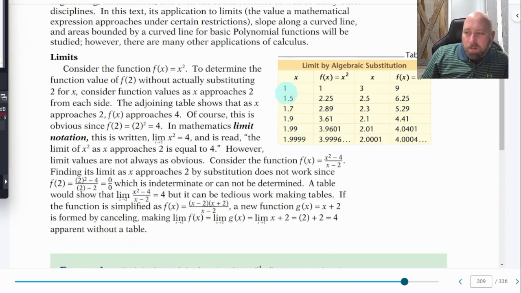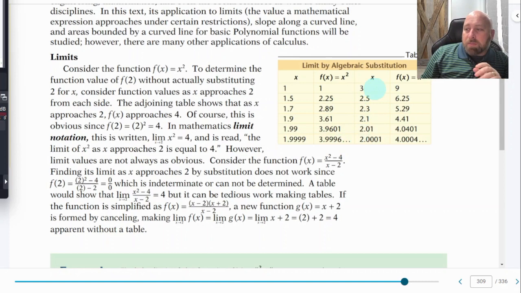So you put in 1, 1.5, 1.7, 1.9, 1.99, 1.9999. In your function, what's happening is you're actually squaring the number. When we square 1, we get 1. When we square this, we get 2.25. And we just keep on going and going. What you're going to see is that this limit, x squared, is approaching what number? It's 1, 2, 3, 3.9, 3.9999. As we're going to 2, this number is approaching 4.